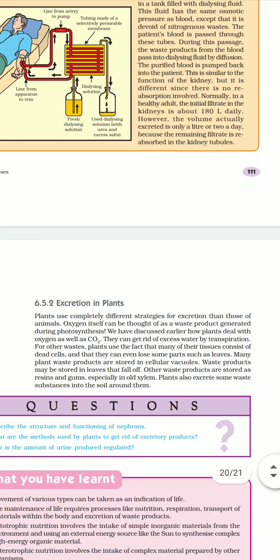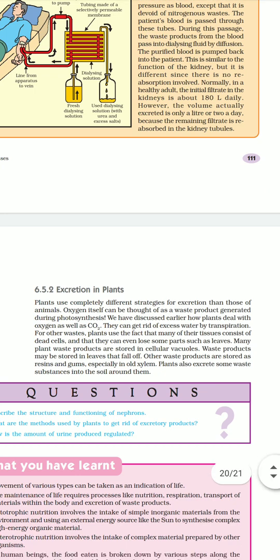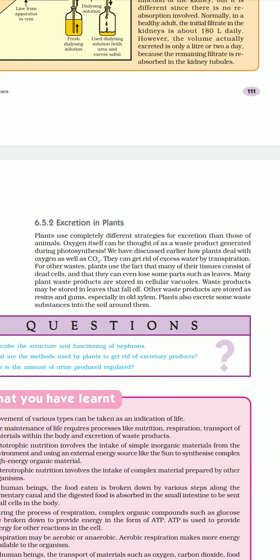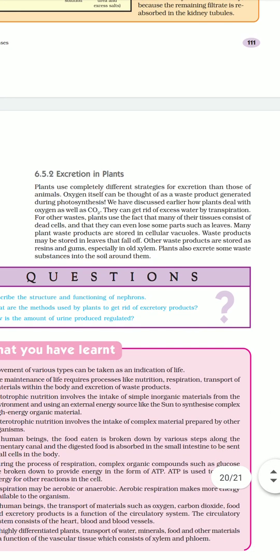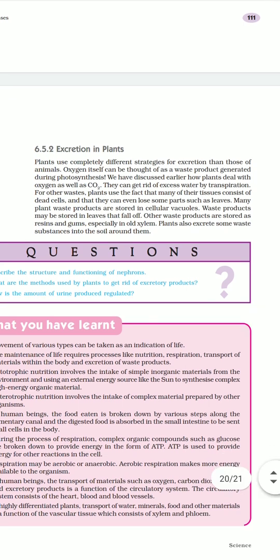Now, how does excretion take place in plants? First of all, the process of excretion in plants is quite different from animals. For plants, oxygen can be thought of as a waste product, because oxygen is released during the photosynthesis process. Plants can also get rid of excess water during the process of transpiration.